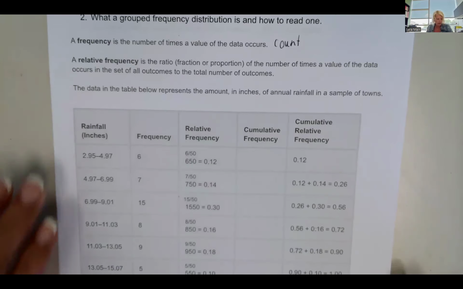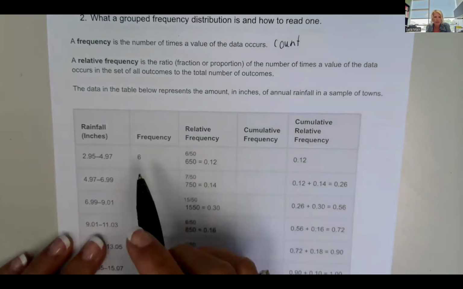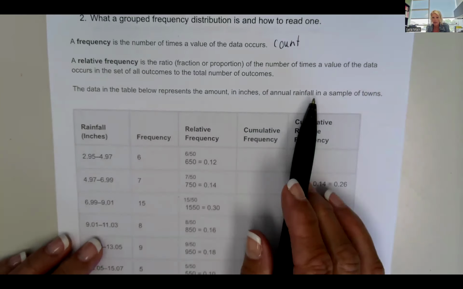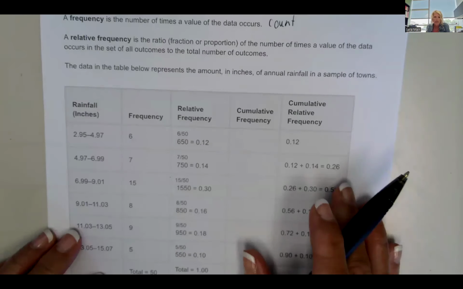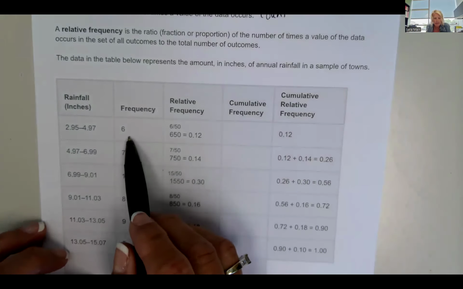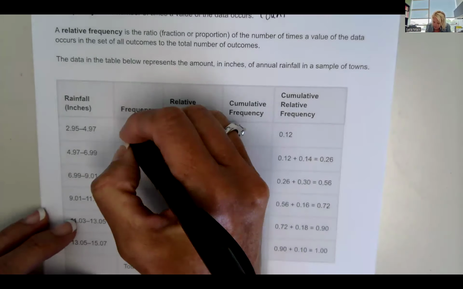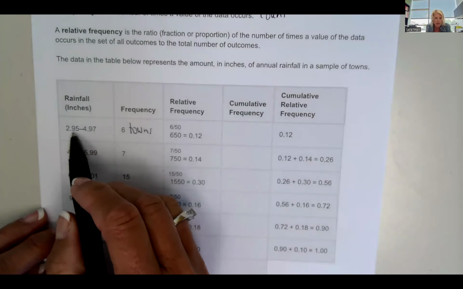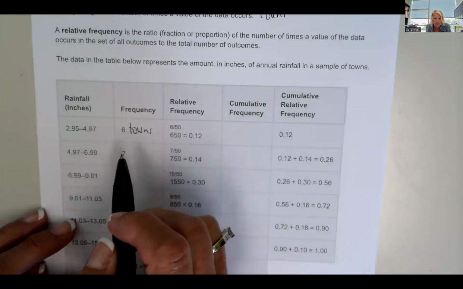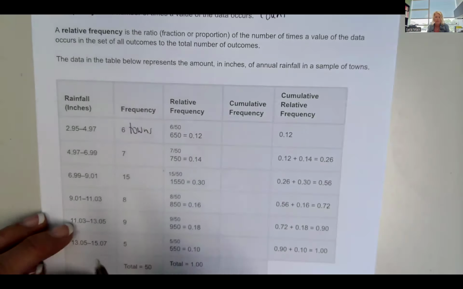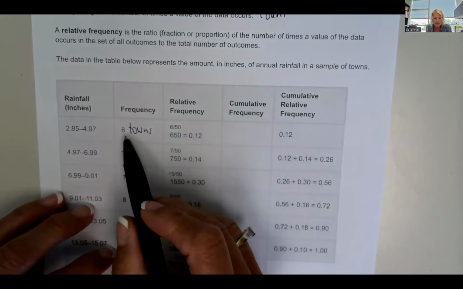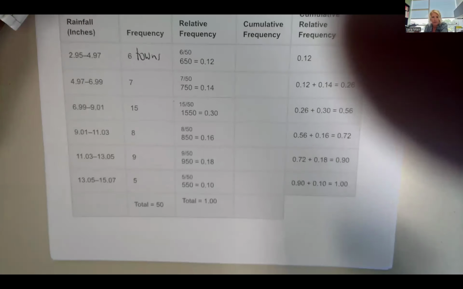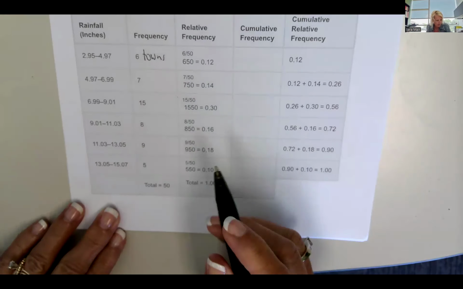So I'm just going to show you this sample here. The data in the table below represents the amount in inches of annual rainfall in a sample of towns. You can see that there were 6 towns that had an average rainfall between 2.95 inches and 4.97 inches. So the relative frequency is 6 out of the total number of 50 towns. You can see there were 50 here.